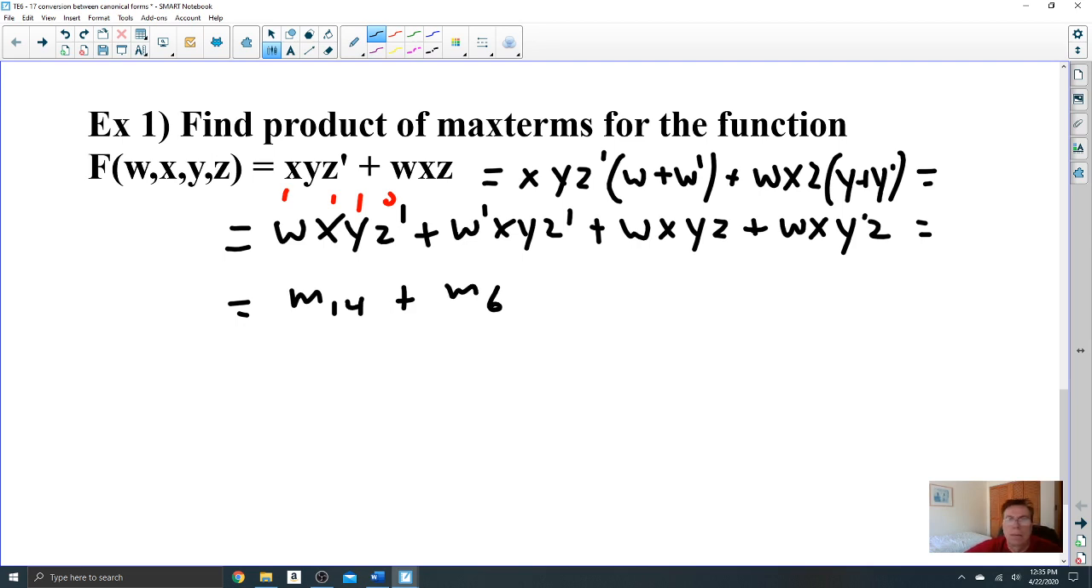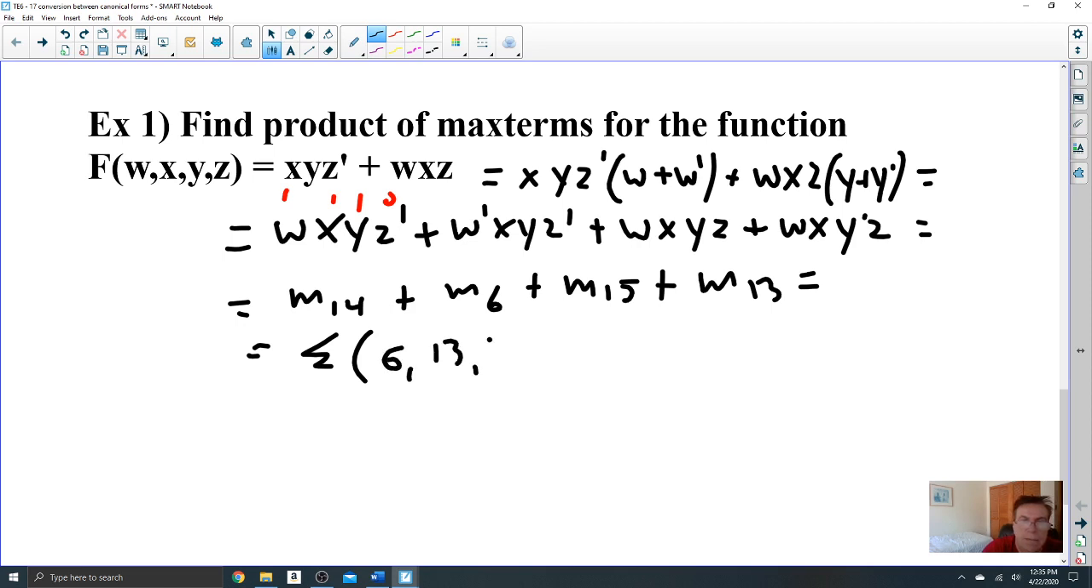Next one, 1, 1, 1, 1. Oh, we have minterm 15. And the last one is 1, 1, 0, 1, that's minterm 13. Okay. All right, so this function can be expressed as a sum of minterms 6, 13, 14, 15. Okay, we got somewhere, but the question is the product of maxterms.